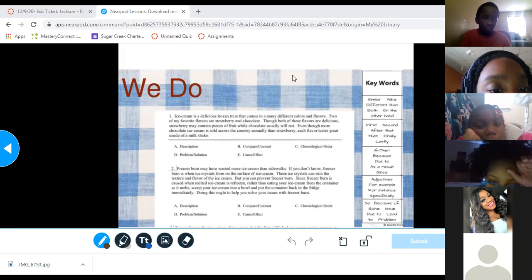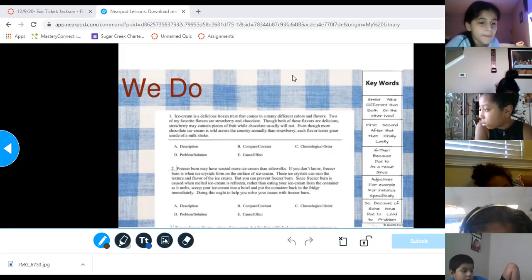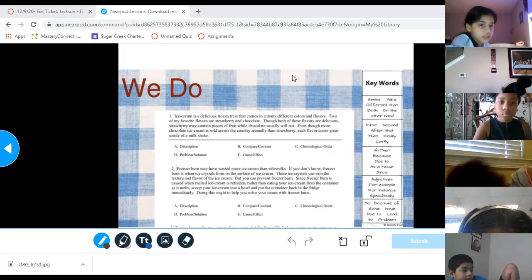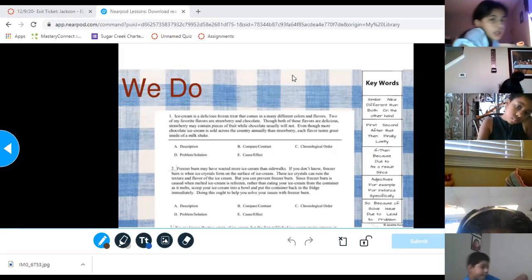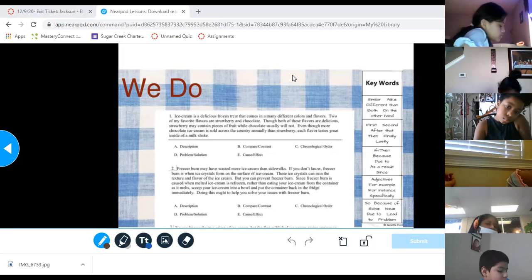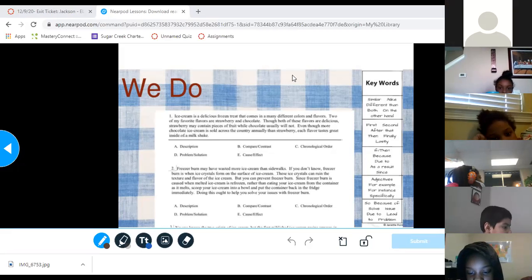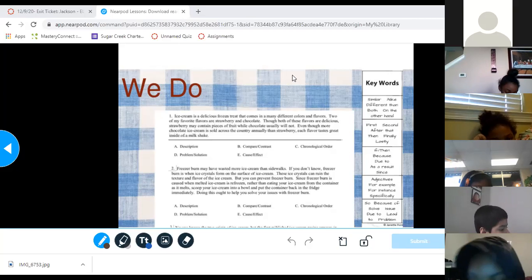I chose technical, scientific, because technical is about steps and how to make something, and this wasn't talking about how to make ice cream or anything. And I also chose scientific because it's not historical, because historical talks about stuff from the past, and the text wasn't talking about ice cream from the past.